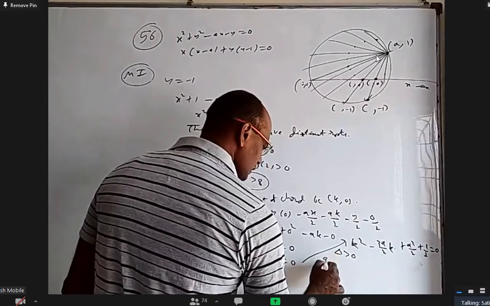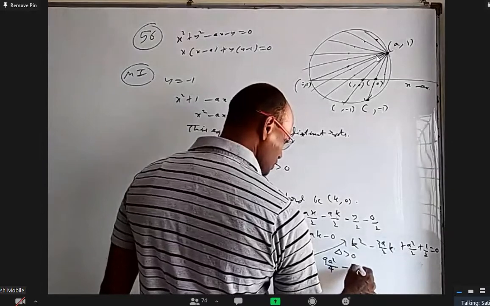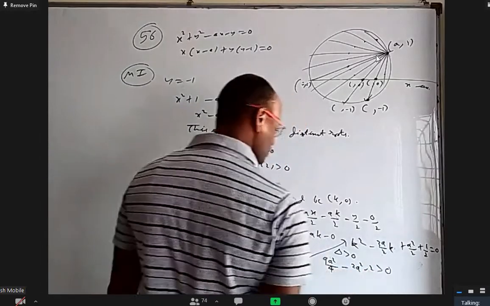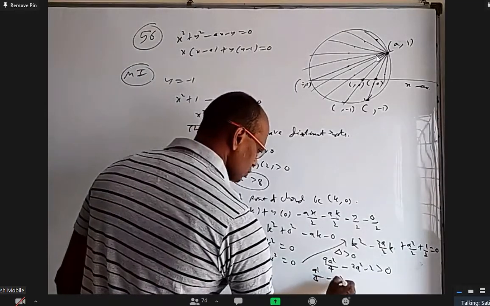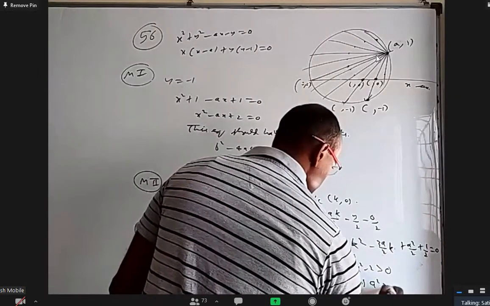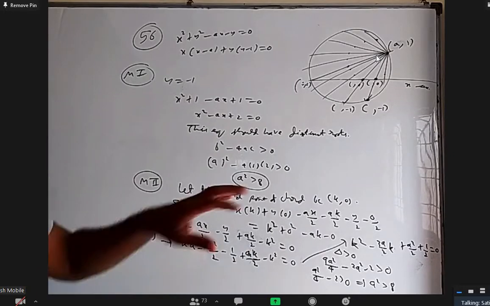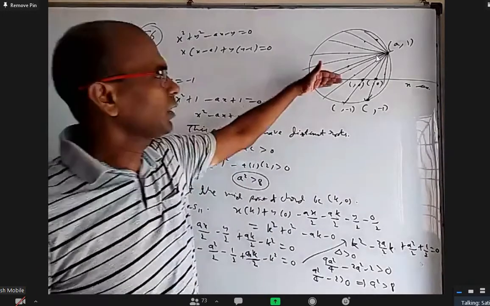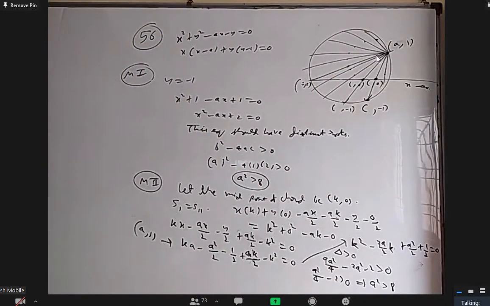What is b square? 9 a square by 4, minus 4 times this, means 2 a square minus 2, greater than 0. So we got it. So this is a square by 4 minus 2 greater than 0. From that we get a square greater than 8. Yeah. So this one may look complicated here, but in some other question it may be useful because they may not give this x-axis every time. They may give some other line. We'll discuss one more method.